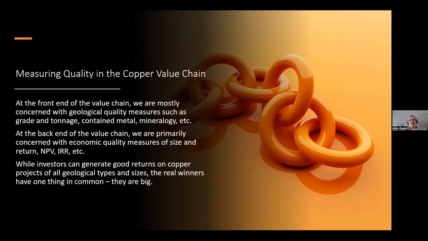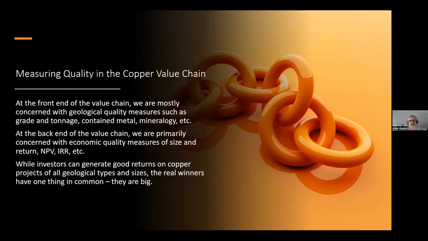At the front end of this value chain, we're mostly concerned with the geological quality measures such as grade and tonnage, contained metals, mineralogy, etc. And as we move through the process and get to the final stages, we're looking at the back end of the chain as being primarily concerned with economic quality measures, measures of both size and return, typical measures of net present value, internal rate of return, etc.